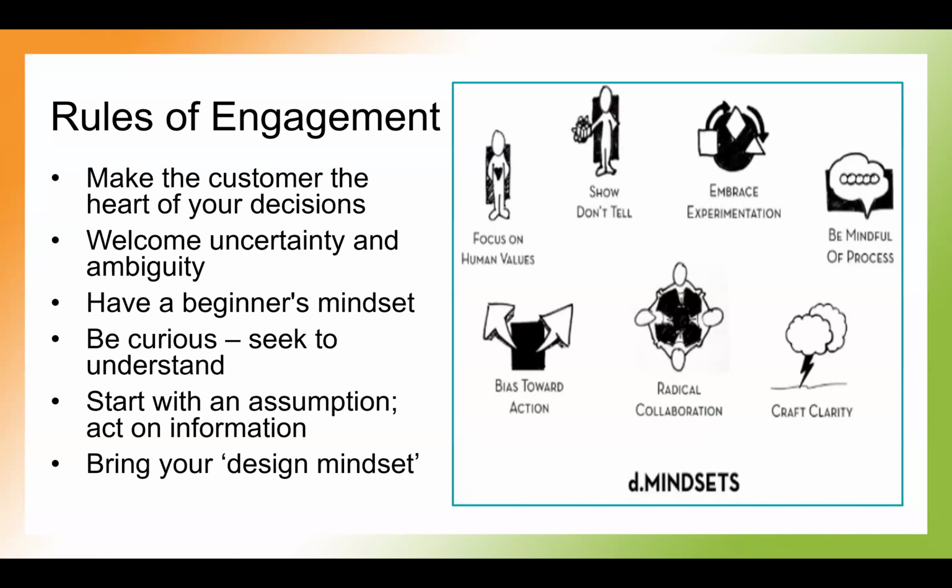Have a bias towards action. It's very easy to get into procrastination mode. Don't allow that to happen. You want to collaborate with that team you have. A diverse team is an unbelievably strong team. So you want to really collaborate strongly. And then craft clarity means just be precise. Once you get to the point where you know what you're going to do, then you want to craft clarity so that everybody understands.